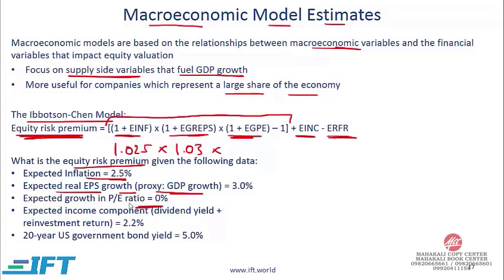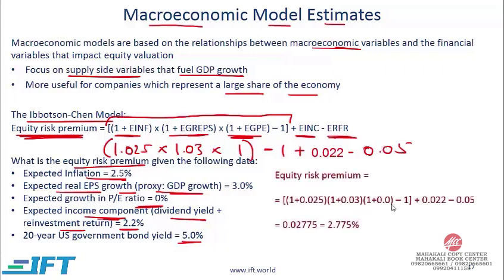In our example, that is 0. So we are assuming that the PE ratio is staying the same. So this is simply 1. And then from all this, since we are coming up with a rate, we are going to subtract 1. Then we add the expected income component. And as I said, this would be a combination of the dividend yield and then the reinvestment income. So this is 2.2%. And then we subtract the expected risk-free rate, which in our example is 0.05 or 5%. When we do the calculation, what we should get is this number, which is approximately 2.775%.